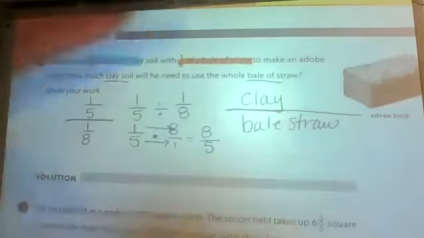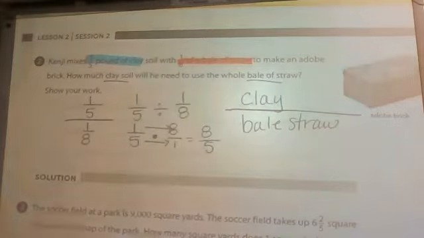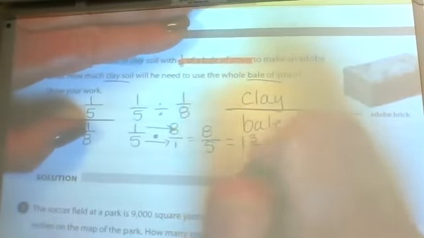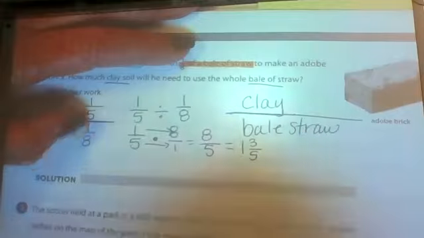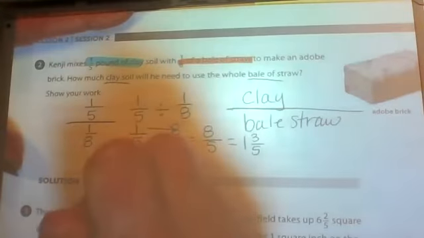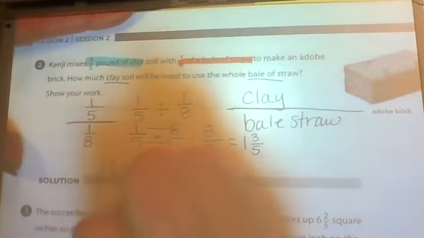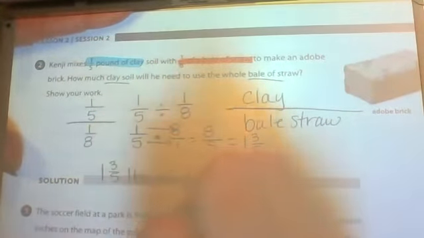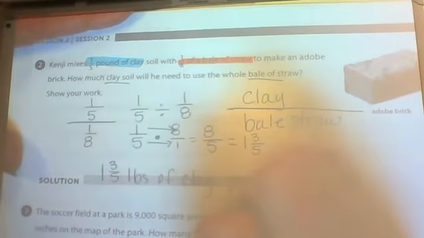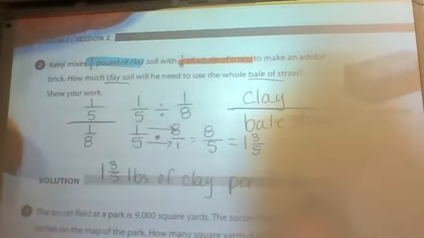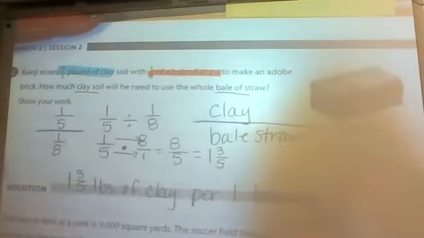8/5. It's bigger on the top, so it's got to be improper, so this actually is 1 3/5. So my answer is that he needs 1 3/5 pounds of clay per 1 bale of straw.